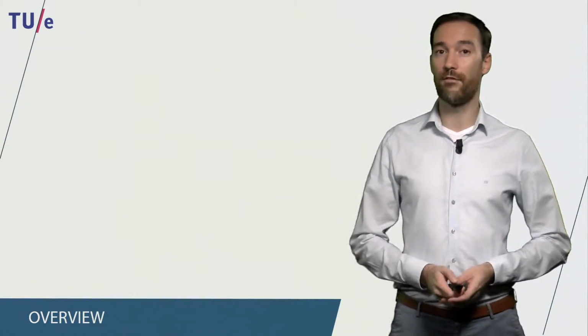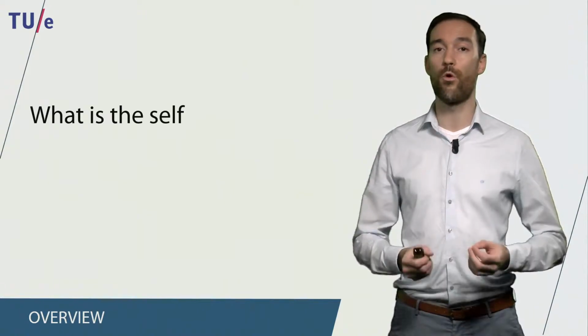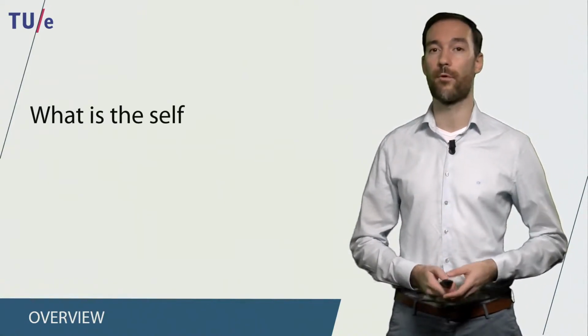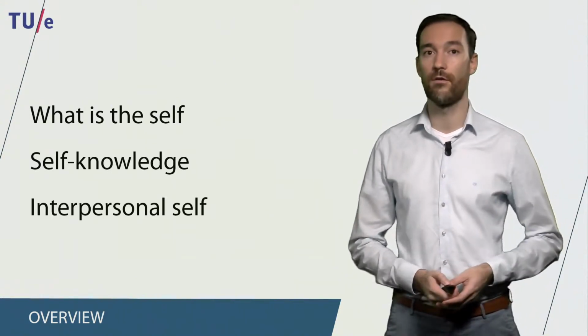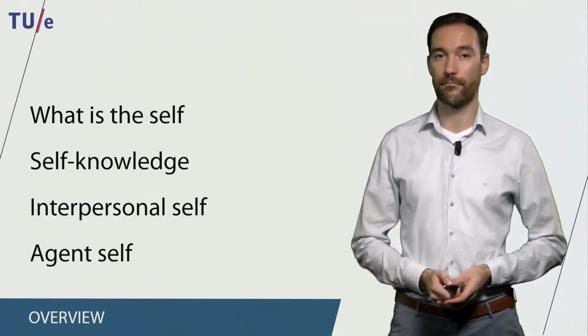This web lecture will be divided in 4 different sections. In the first section, I will explain what the self is. And in the other 3 sections, I will explain the 3 parts of the self. And these are self-knowledge or self-concept, interpersonal self, and the agent self.